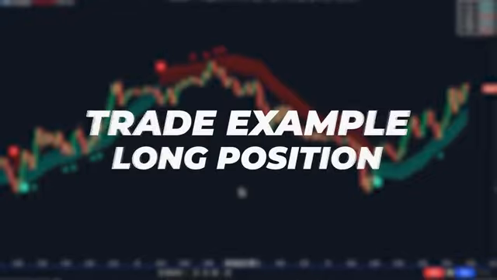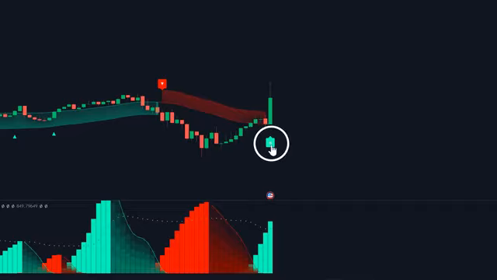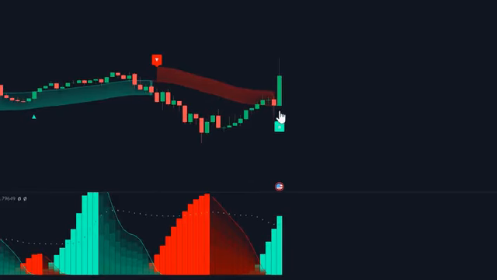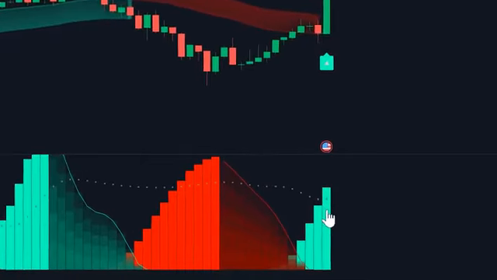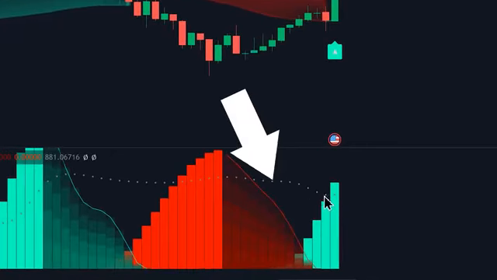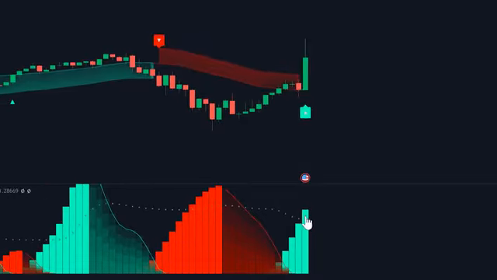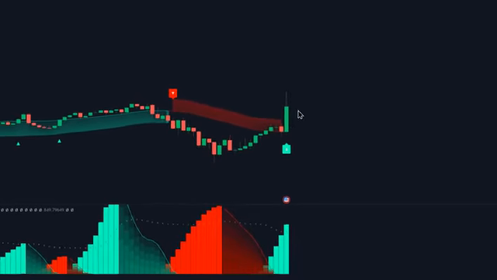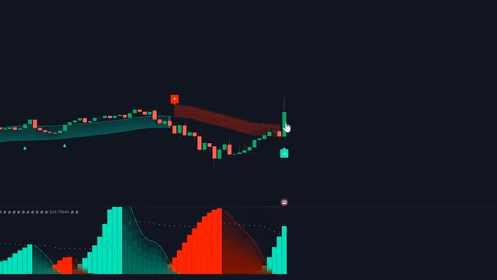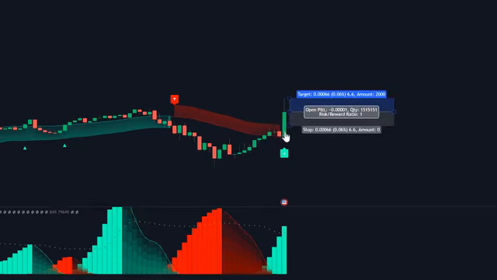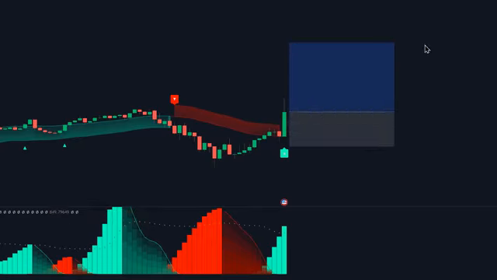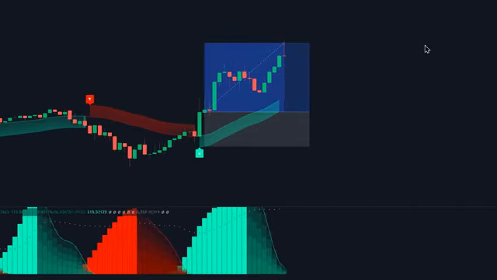Here's another long position. We had a bullish reversal signal, and then on that signal candle, if we look at the Momentum Bias Index, we can see that the corresponding histogram bar was bright green, and it also closed above the minimum threshold for bullish bias, which indicated that the bullish momentum in the market was super strong, increasing the probability of this trade becoming profitable. We take a long trade here, stop loss at the bottom of the trend ribbon, targeting a 1 to 2 risk-reward ratio, and as you can see, the trade was profitable.